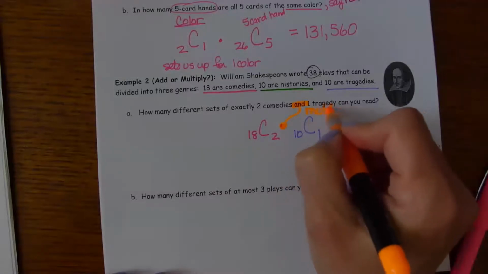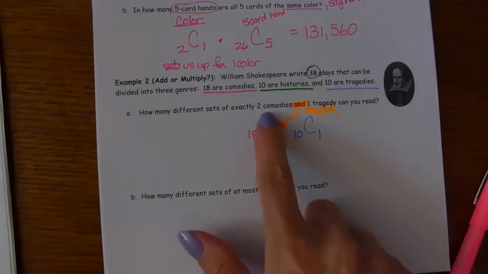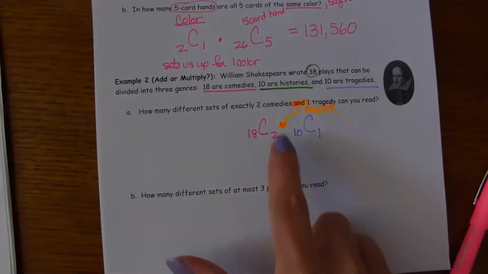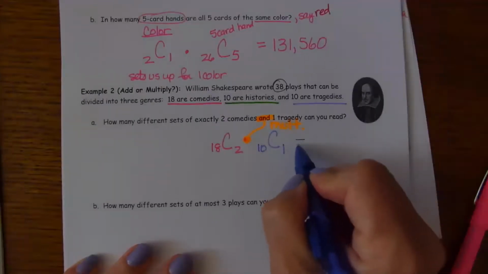Multiply. Right? Anytime you have an "and," you multiply, and "or" means you add. If this said 2 comedies or 1 tragedy, I would be adding them. All right, punch it in. Tell me what you got.